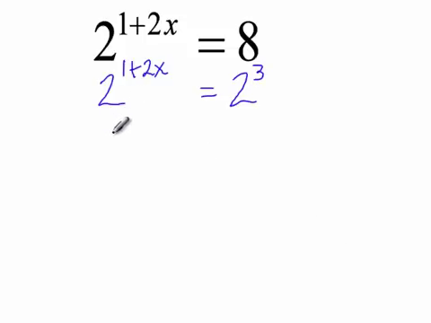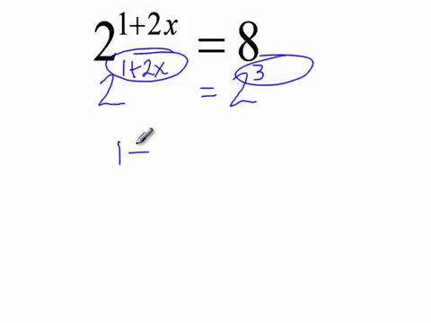This 2 to the something is equal to 2 to the third. Our common sense should tell us that if these are equal, both bases of 2, this exponent must equal the right exponent. So there we have it. 1 plus 2x must equal 3. And now I am ready for a very simple two-step equation.